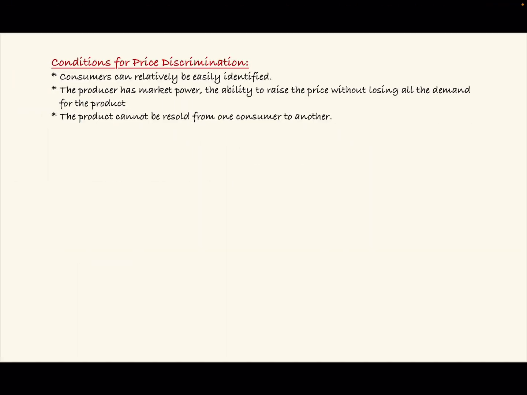Now we're going to talk about the conditions for price discrimination. There are three main conditions. First, the consumers can relatively be easily identified. Second, the producer has market power, which means the producer has the ability to raise the price without losing all the demand for the product. Third, the product cannot be resold from one consumer to another.